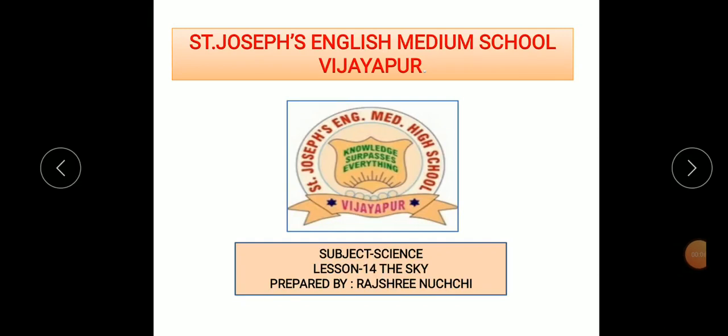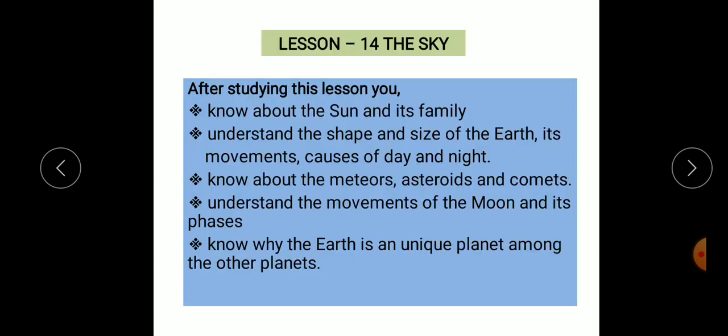This is the last lesson of the science subject, lesson number 14, the sky. In this lesson, we have studied the following. After studying this lesson, you will understand the sun and its family, the shape and size of the earth, its movements, and the causes of day and night. Third, the meteors, asteroids and comets. Understand the movements of the moon and its phases. Know why the earth is a unique planet among the other planets. Now let us start the lesson.